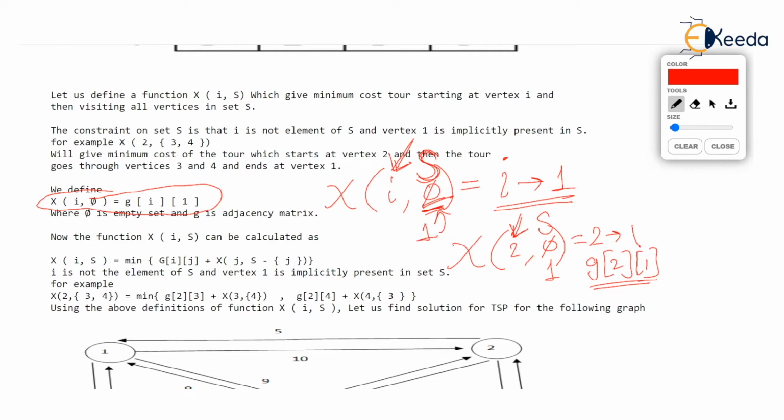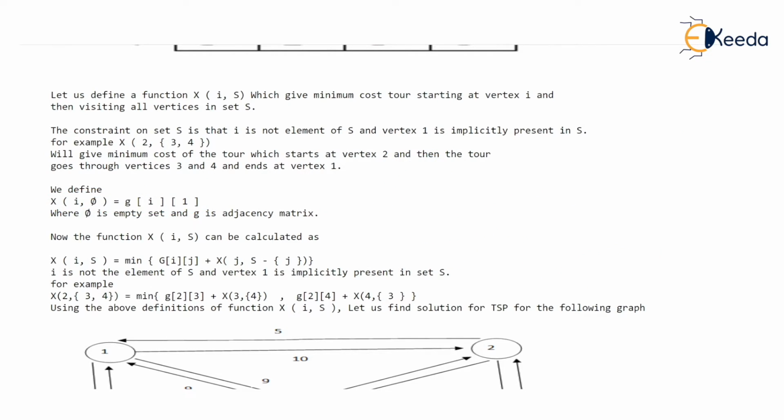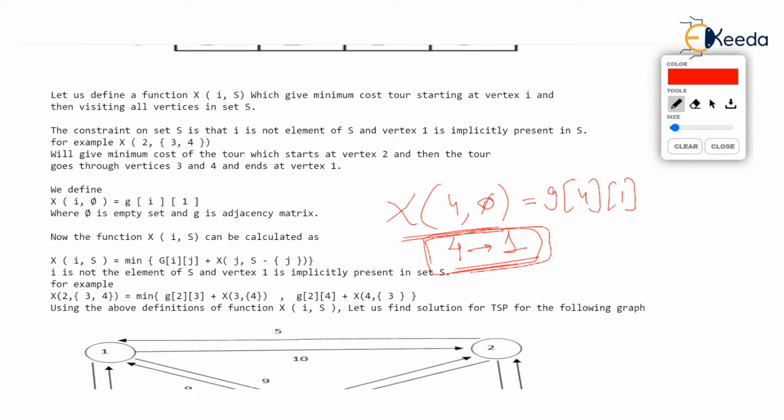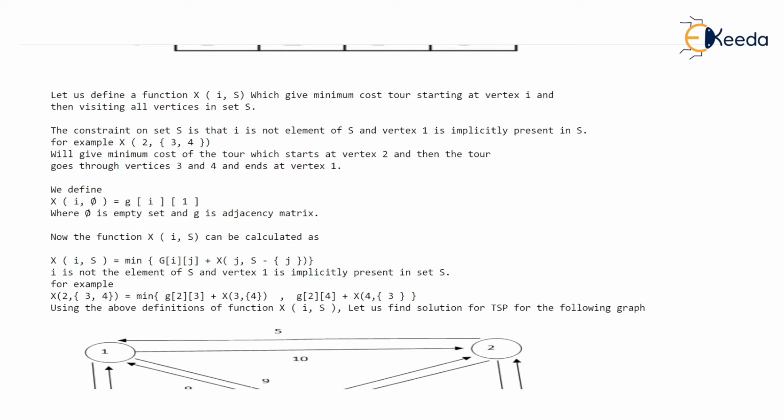I hope you understand. Come again. What will be X(4, null set)? Just check this. The cost of this particular travel will be G41, because the travel begins with 4 and ends at 1. So this is the only path that we are traveling, and the cost of this path will be the cost from 4 to 1, which is stored in G41. So that's what the convention has been written here. X(I, null set) is nothing but GI1. Okay, I hope now we are ready with what exactly we are going to learn.